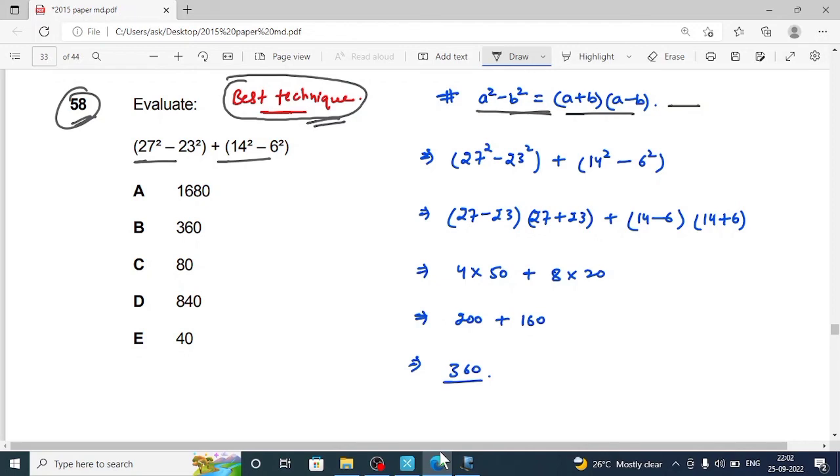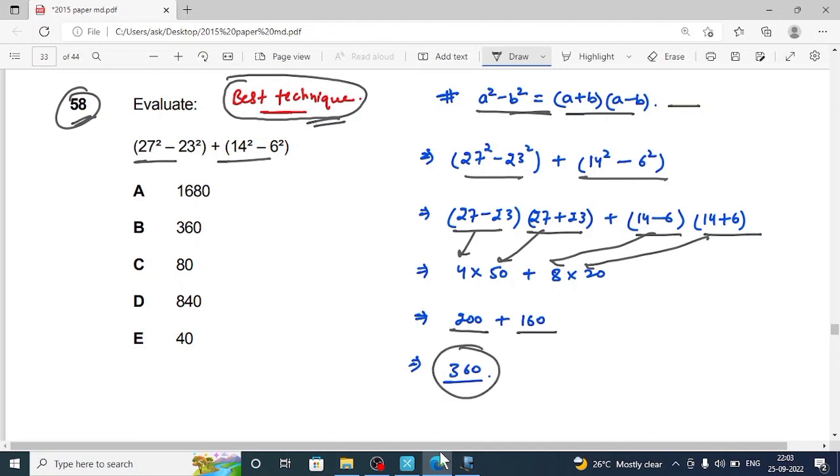27 square minus 23 square can be written as 27 minus 23 into 27 plus 23, and this is 4 into 50, and 8 into 20 is 160, so 200 plus 160 is equal to 360. This implies that option A incorrect, C incorrect, D incorrect, E incorrect and option B is correct.